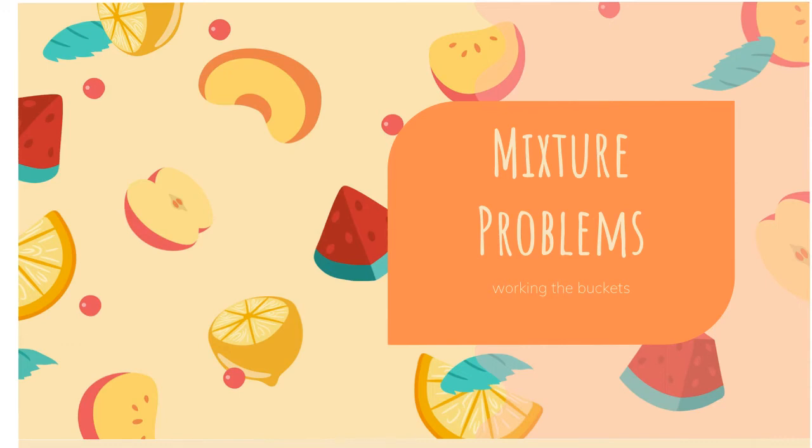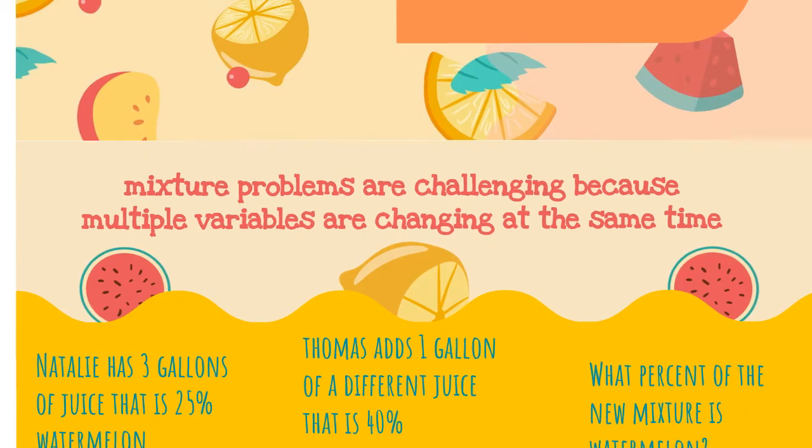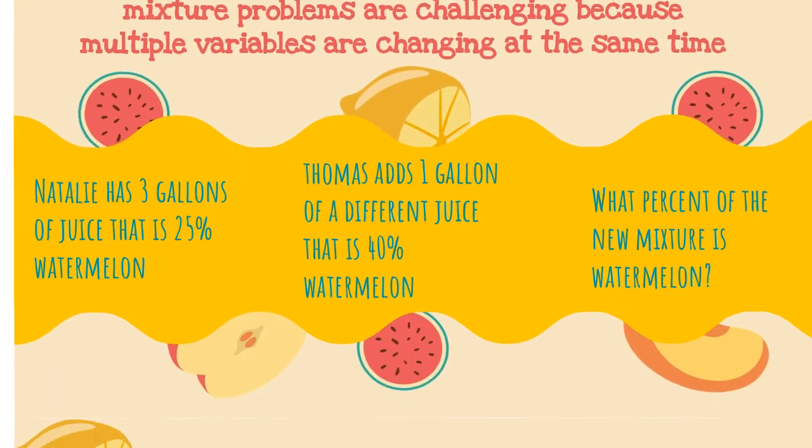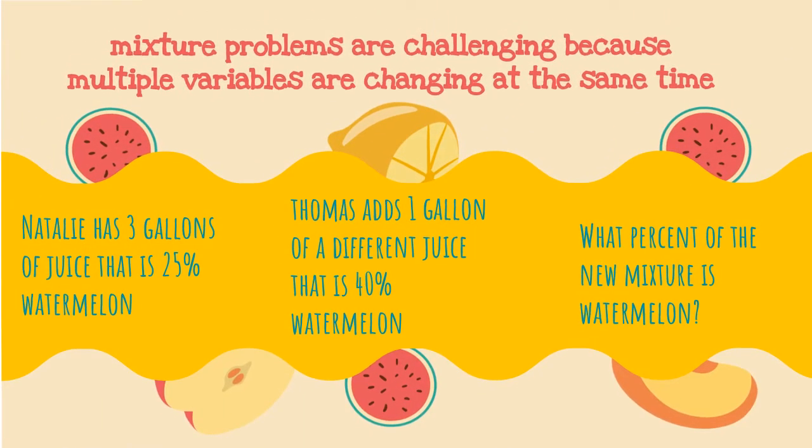All right, today we're going to work on mixture problems, and I'm going to introduce you to the bucket method, and hopefully it'll be helpful to you. Mixture problems can be challenging because you basically have multiple variables that things are changing at the same time, and it's based on percent, which can be confusing for some people. So I'm going to give you an example of what a mixture problem looks like, and then I'll show you the bucket method, or the method that makes sense for most kids.